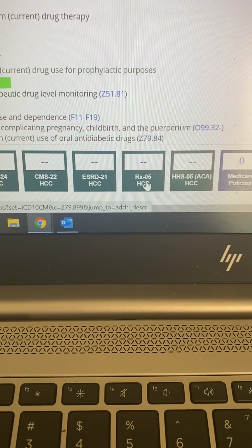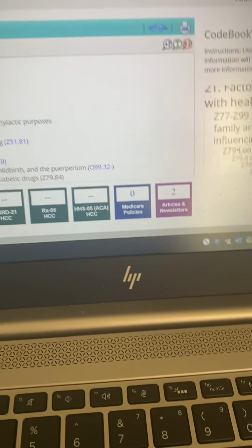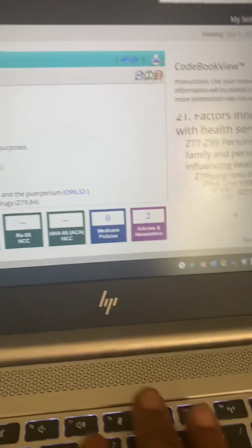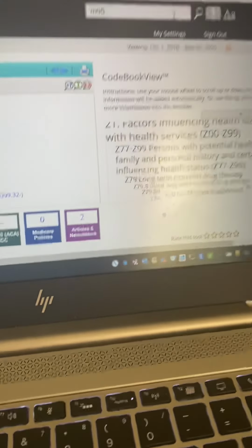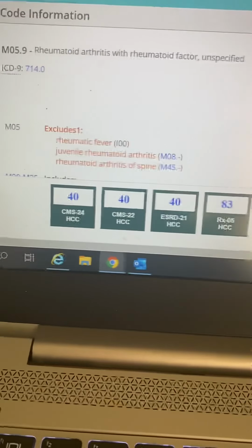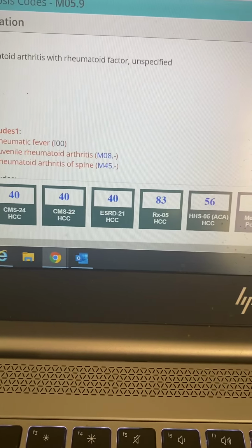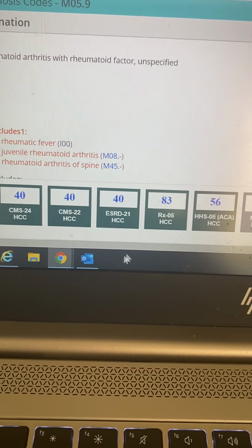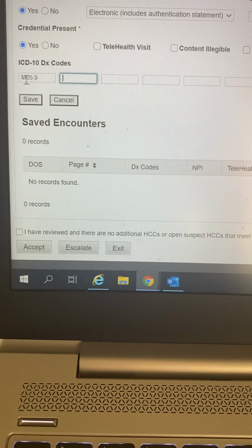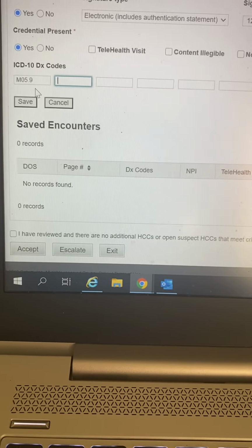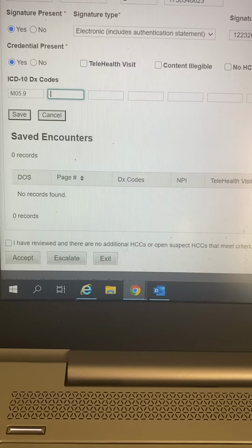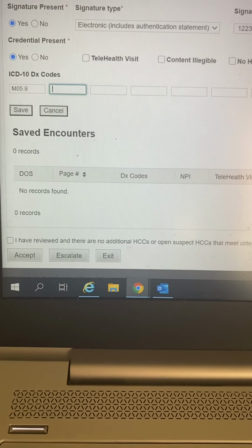So I know this patient, like we just saw, has rheumatoid arthritis. So let's go here and see, does this risk adjust? And I know it does. I'm just showing you guys. Now you see how these first three boxes are filled? That's what I'm looking for. So this has a risk adjustment score. So I'm going to go to my claim where I'm putting it on, and I'm going to add this M05.9 for rheumatoid arthritis because that's what the patient has, and it has a risk adjustment score.